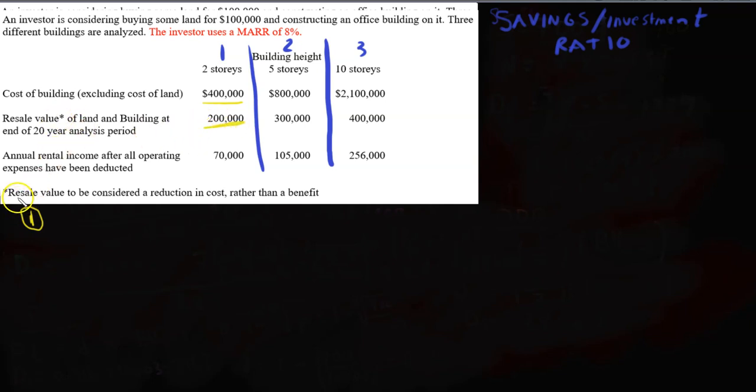But notice the star at the bottom here. Resale value to be considered is a reduction in cost rather than a benefit. So in the savings over investment cost, it will be added to the salvage value. That's all it means. And it is not in the present. You have to bring it to the present with the compound interest factors. The last type of cash flow is an annual rental income after all operating expenses have been deducted. So $70,000 per year for 20 years has to be brought to the present.